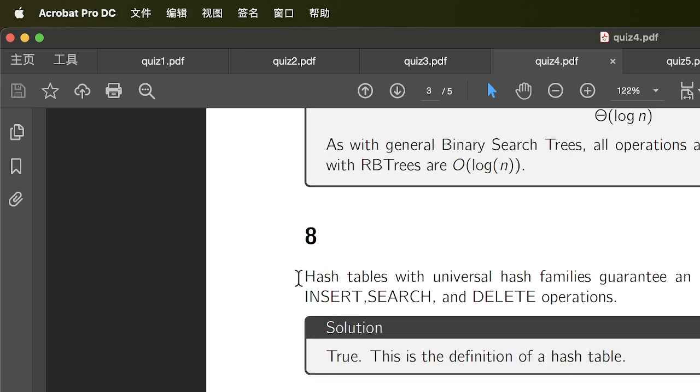Okay, number 8. Hash tables with universal hash families guarantee an expected runtime of O of 1 for the insert, search, and delete operations. That is true. So by definition, the expected runtime would be O of 1, because it can hopefully hash and find the element in constant time.